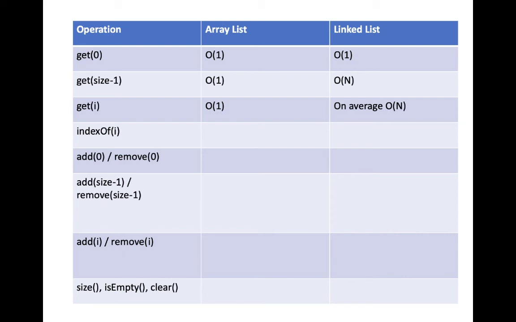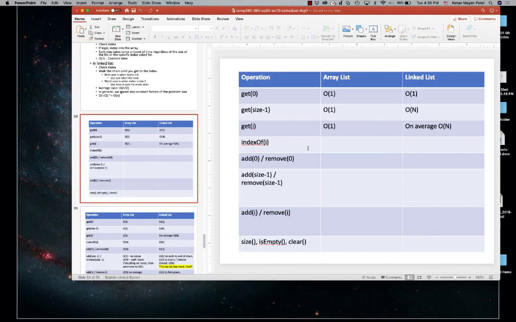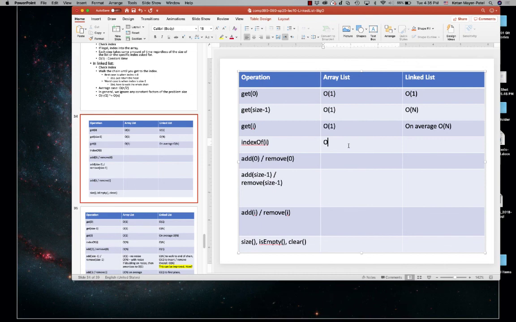For index of, we already did that one. We said it was order n, because we have to go and look for the thing that we're looking for. So that's going to be the same either way. Now, how about adding or removing from the beginning of the list? What is the order of that operation for an array list versus a linked list? Think about that for a second.